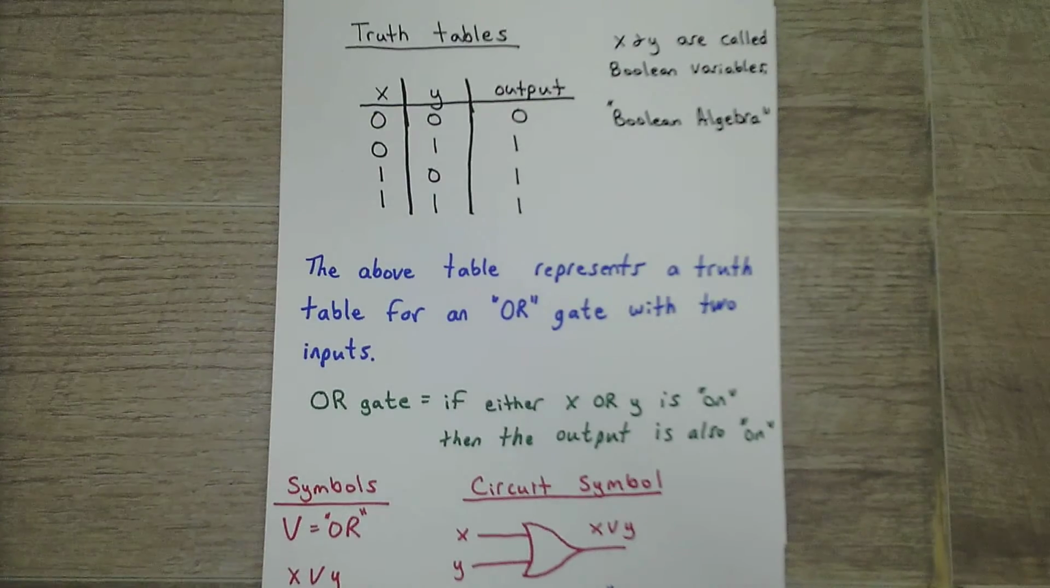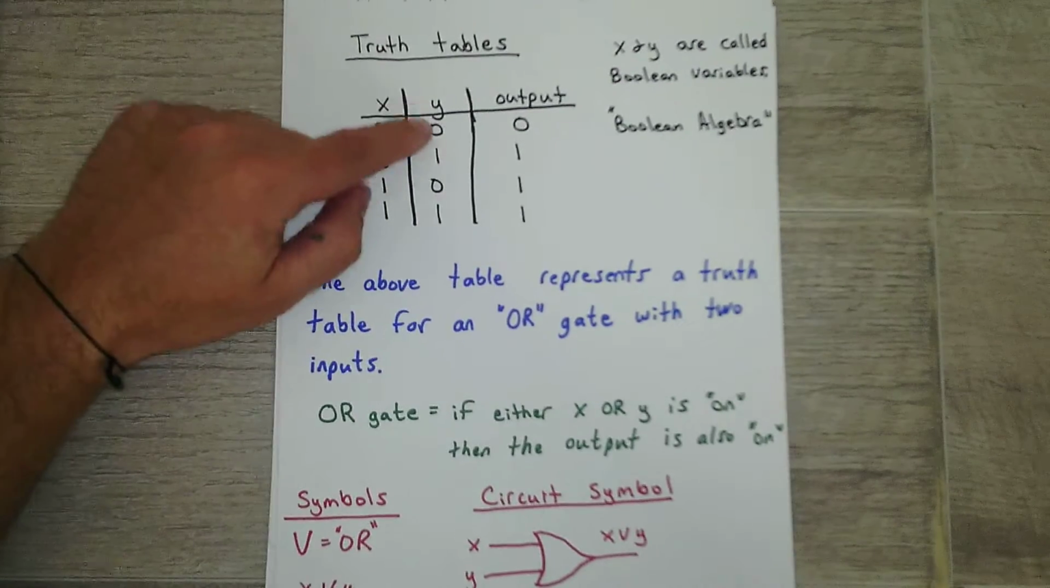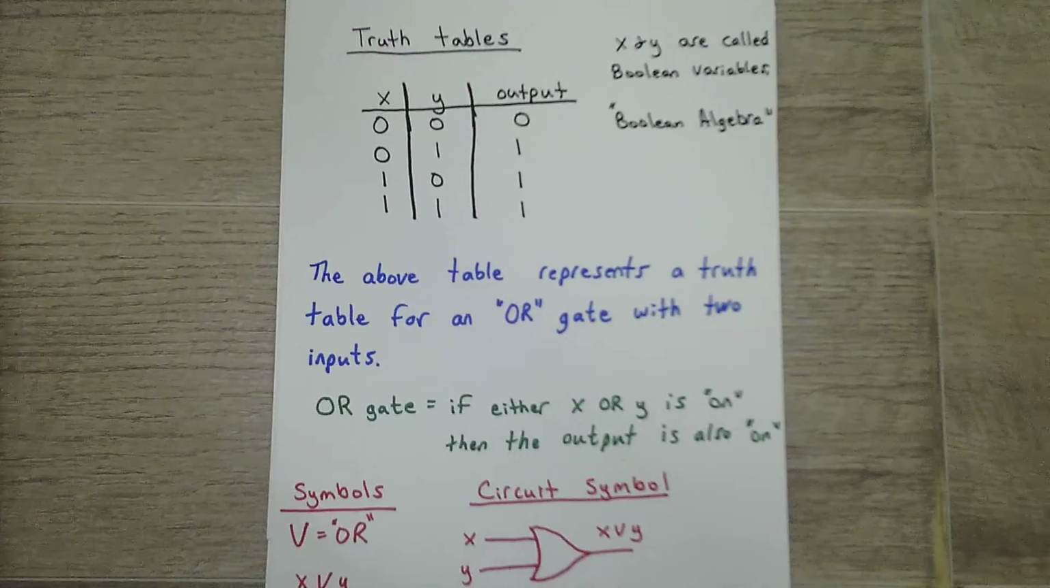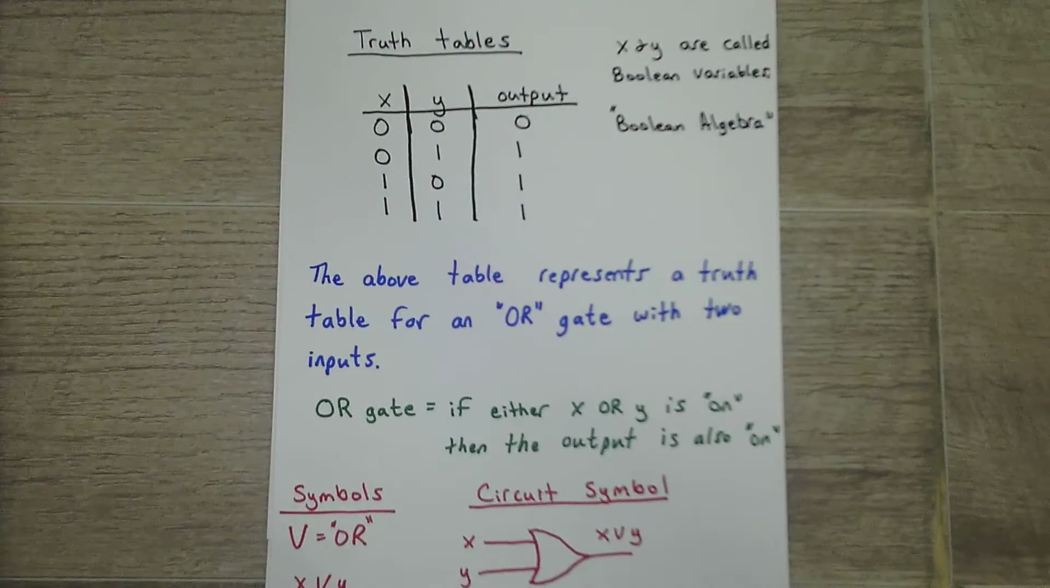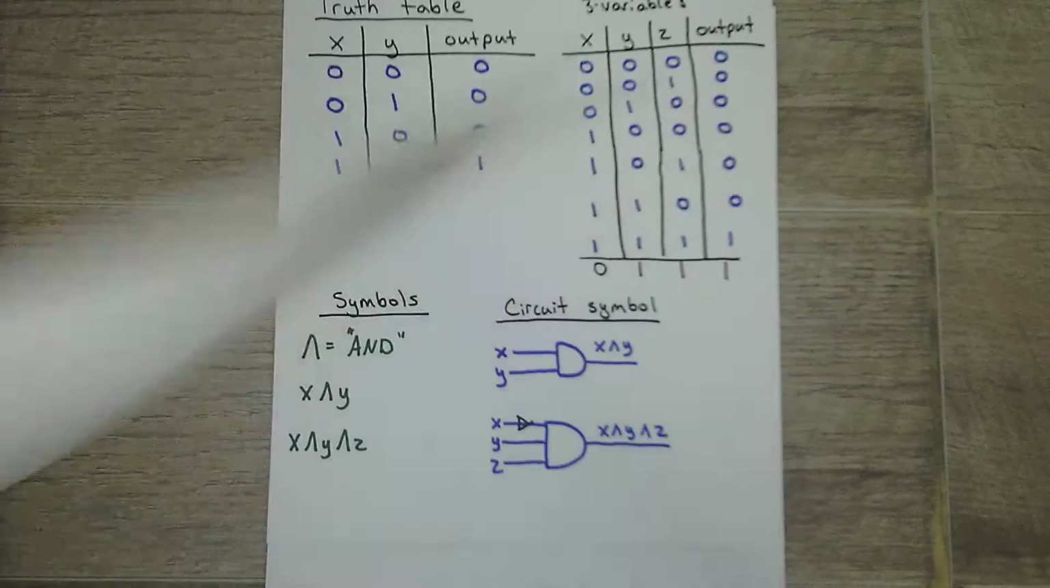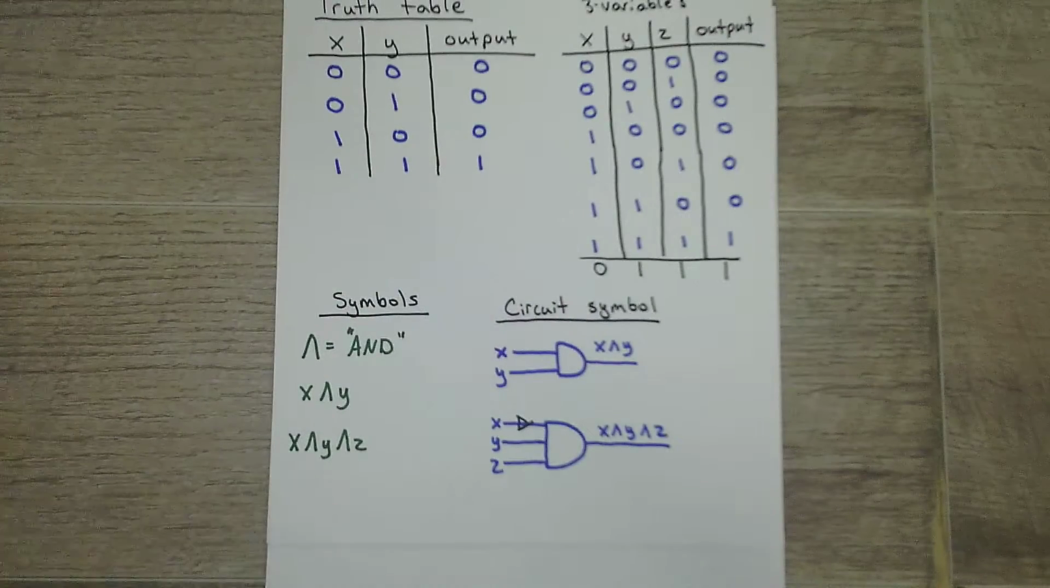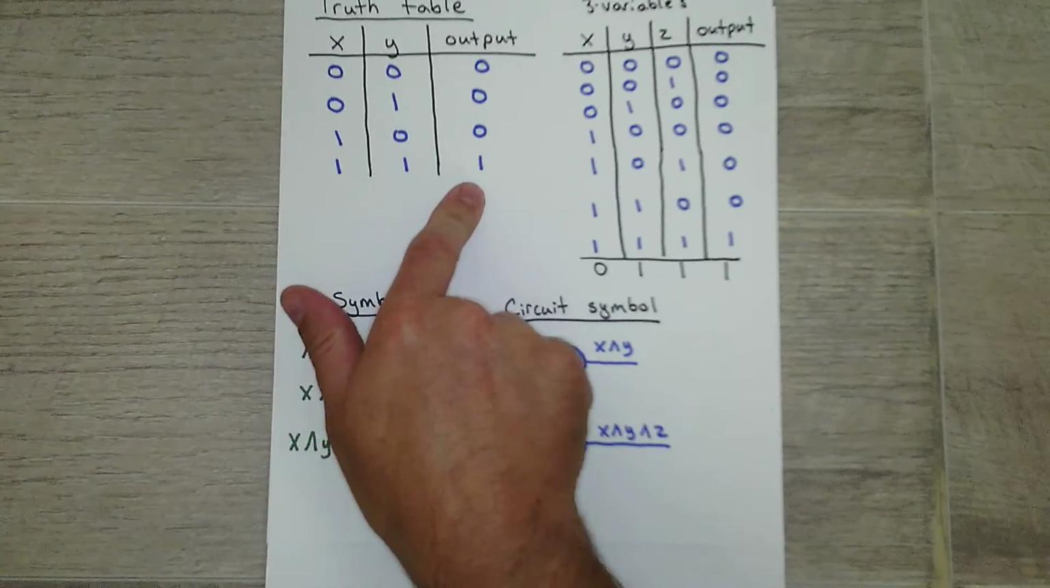Okay, so you always must make sure you have every combination possible. And an OR gate is when either X or Y is on. Okay, so one or the other, as long as one is on. Okay. Then we have the AND gate. AND gate is when X and Y are both on. So they both have to be on for the output to be on.